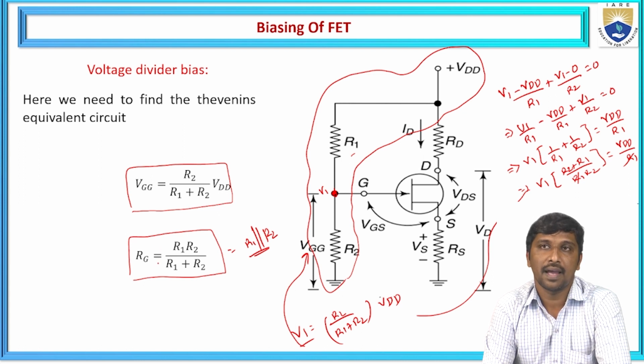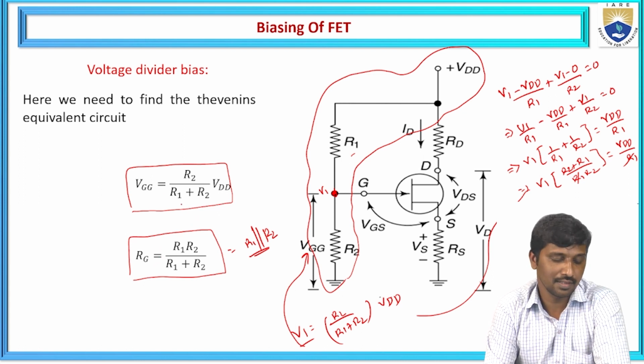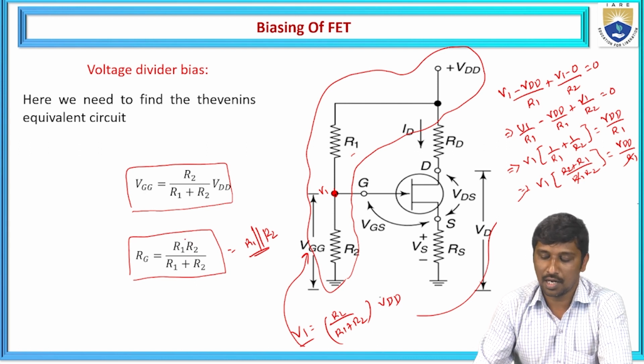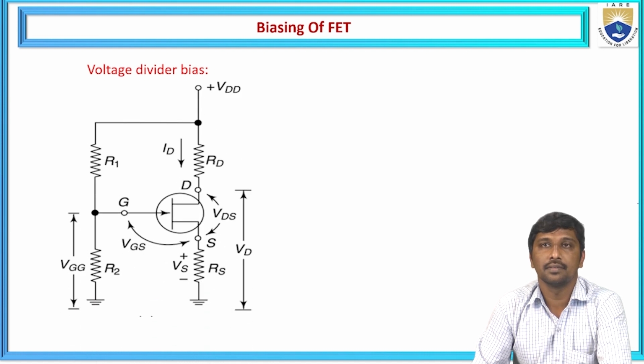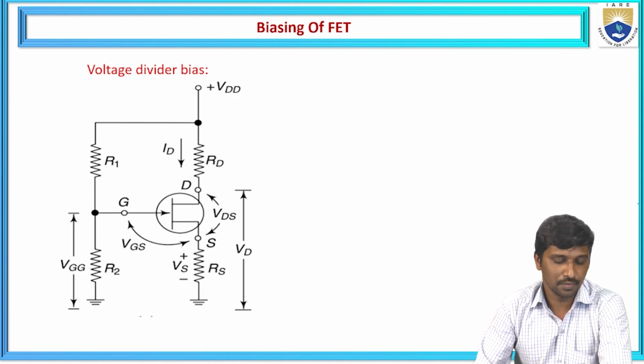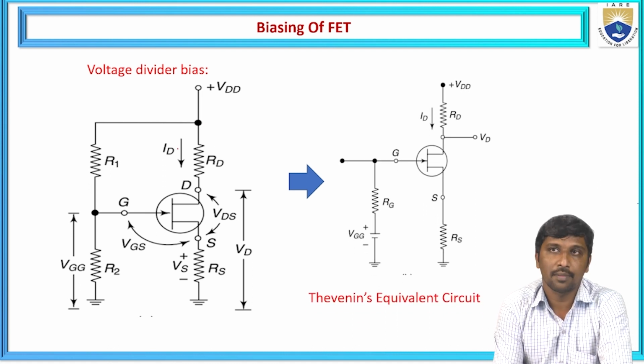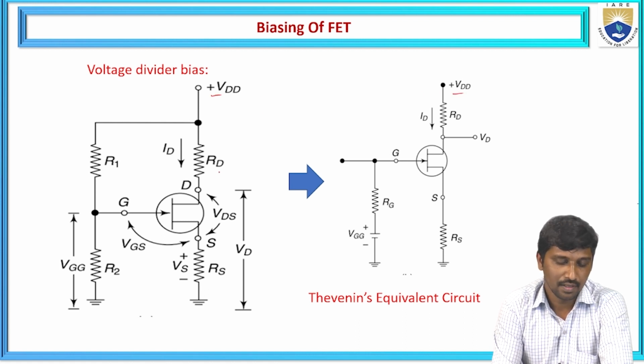But while determining the parameters, we need to remember this analysis. VGG is represented as R2 by R1 plus R2 times VDD, and RG is represented as R1 R2 by R1 plus R2. Hence, now I am going to redraw this equivalent circuit. On the output side, I am not changing anything. The output side has plus VDD, and the drain is biased with RD, and here also the drain is biased with RD, and the source side is biased with RS.